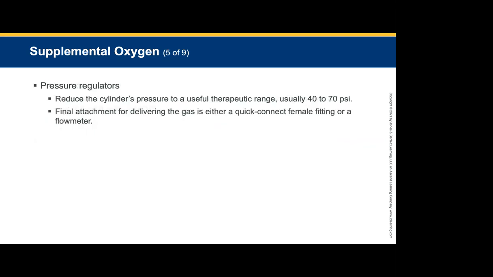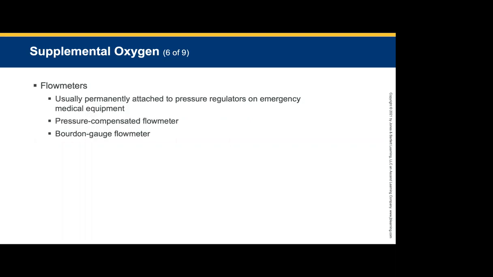Pressure regulators. I don't know much about this. I actually didn't even learn this; I've learned it over time going to some different schools. But the pressure regulator reduces the cylinder's pressure to a useful therapeutic range of 40 to 70 psi. It's not as forceful as when you're using a non-rebreather. They do have a quick fitting female connection at the flow meter, and that hooks up in a faster and more secure way when you hook this device up and it's connected.